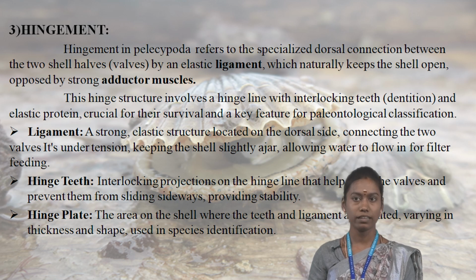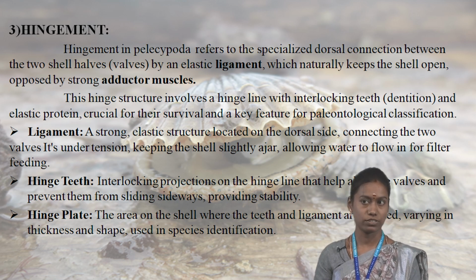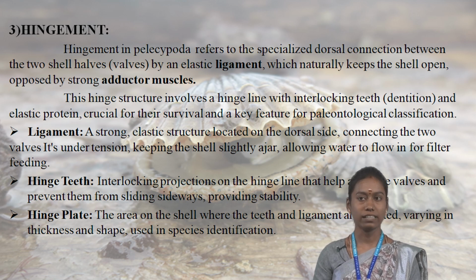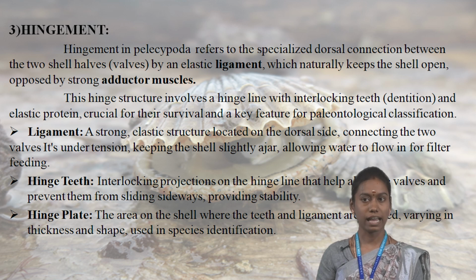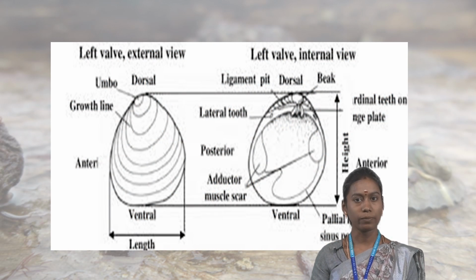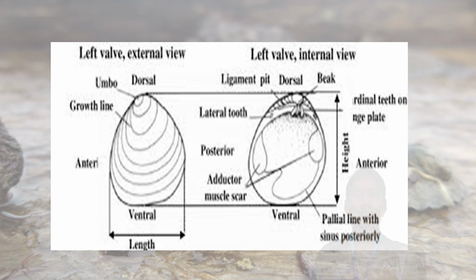Then hinge teeth. Interlocking projections on the hinge line that help align the walls and prevent them from sliding sideways, providing stability. Then hinge plate. The area on the shell where the teeth and ligaments are located, varying in thickness and shape, used in species identification. This hingement plays a very important role in opening and closing of the shell, which includes the ligament, hinge teeth, hinge plate, etc.